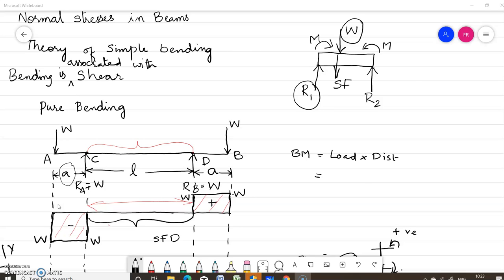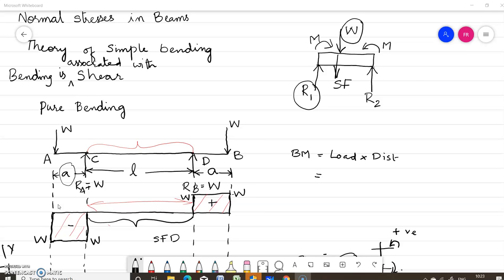Such a layer is called the neutral layer. So its trace on the cross section is called the neutral axis. The layer on which there is no tensile or compressive stress is known as the neutral layer, and the intersection of this neutral layer with the cross section of the beam is known as the neutral axis.